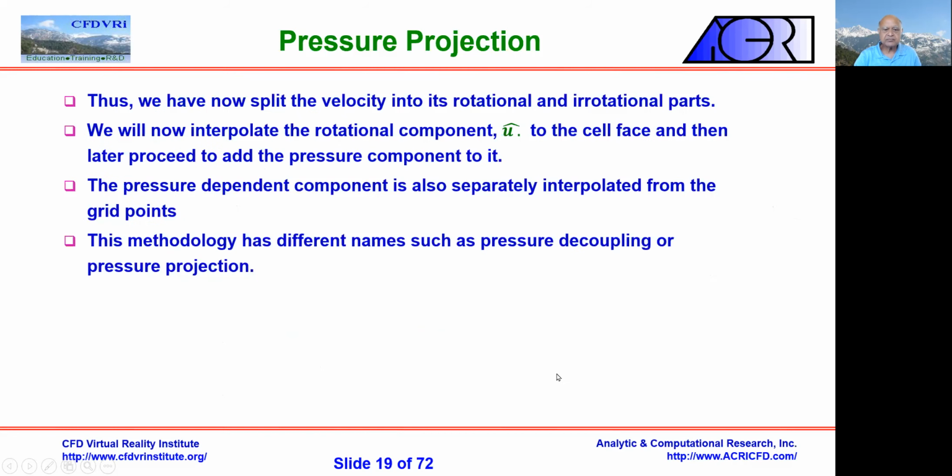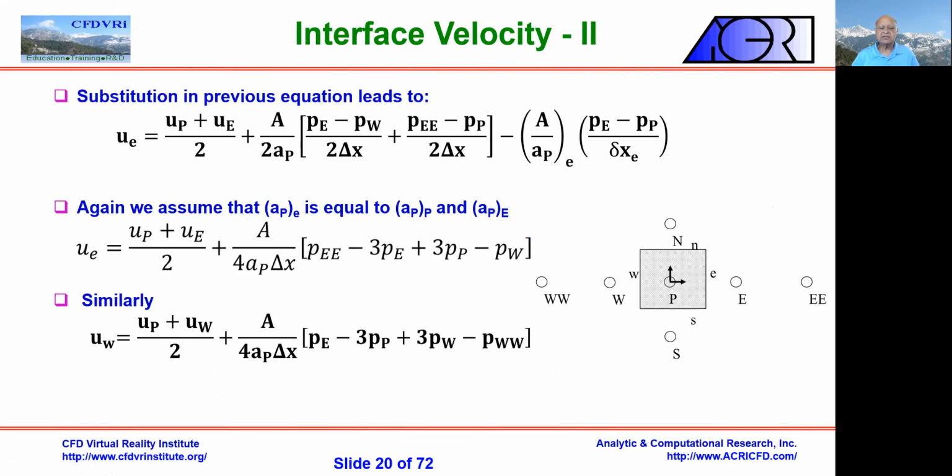Now, in the pressure projection method, SIMPLE being one of the pressure projection, or pressure decoupling, methods, we split the velocity into rotational and irrotational parts. We interpolate for u hat. The pressure dependent component is separately interpolated, and this is the different methodology. So let's look at that. This is what we're going to do. uE is this quantity. We saw that. Now this is the pressure gradient, the two that we had.